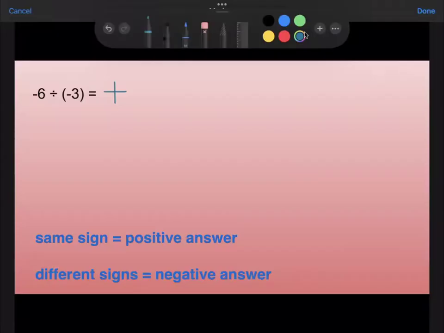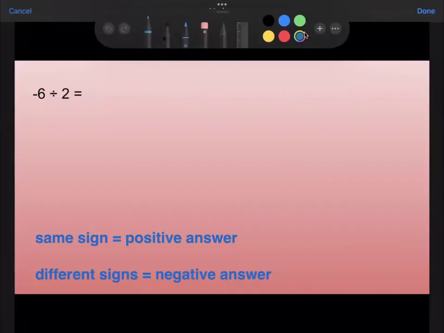Now I can just go ahead for the second step and do the calculations. 6 divided by 3 is 2. So I'm going to go ahead and put that here. Now for my final answer, I can just rewrite that as 2 because +2 is just 2. So that is going to be the final answer.